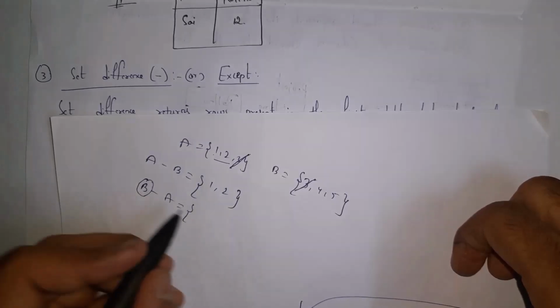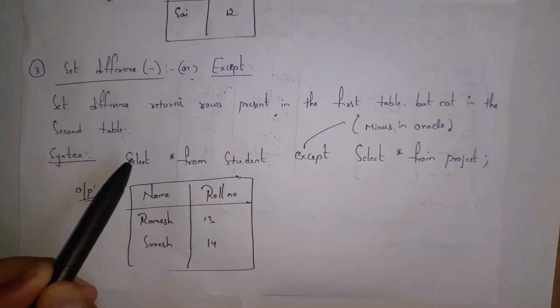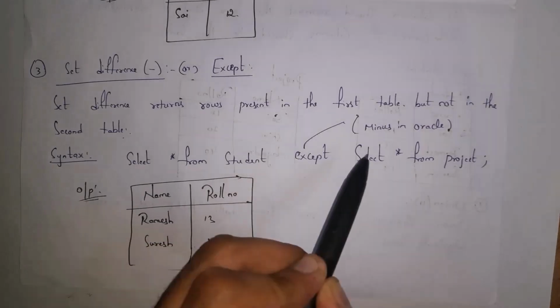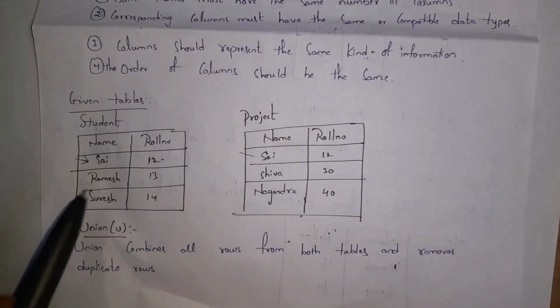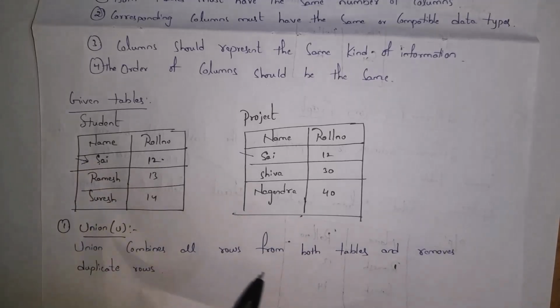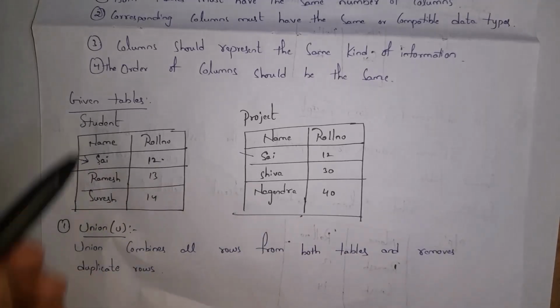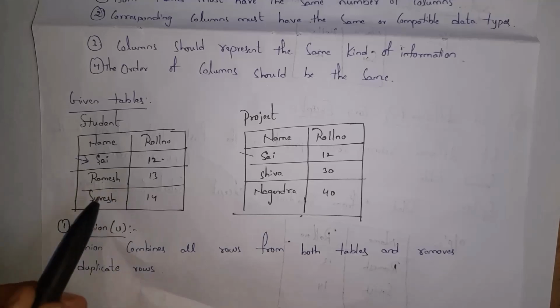So output 4, 5. So whenever we write select star from student except select star from project, as row Sai 12 is common in both tables, this data is removed and data which is present in table student is selected. So I'll get output Ramesh 13 and Suresh 14.